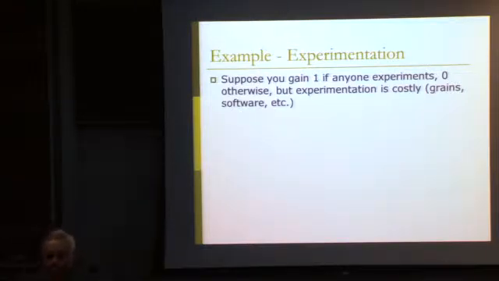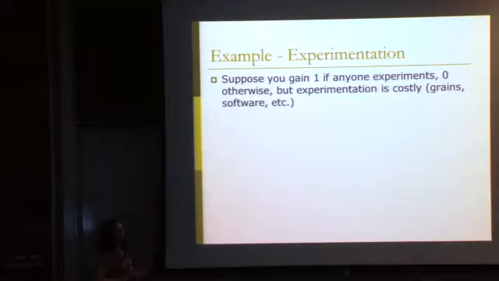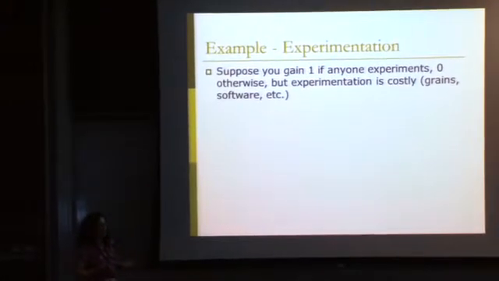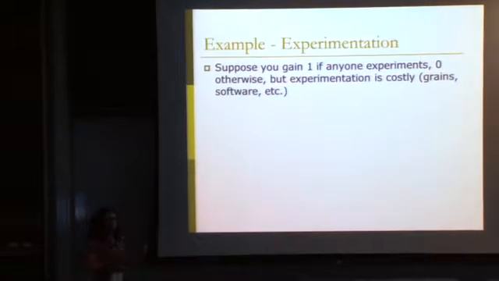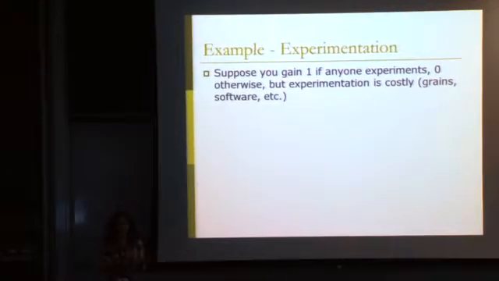So let's think about a simple, what we call a public good game. This is a situation where you gain 1 if anyone experiments, 0 otherwise, but experimentation is costly. You can think about the example of hybrid corn. It might be costly to try out a new grain because it involves risk, but you'd like someone in your neighborhood to actually experiment. So if you were by yourself, let's assume that the costs are not so high that you would still prefer to experiment yourself. But you definitely prefer your neighbor to experiment and you to see the outcome of that.